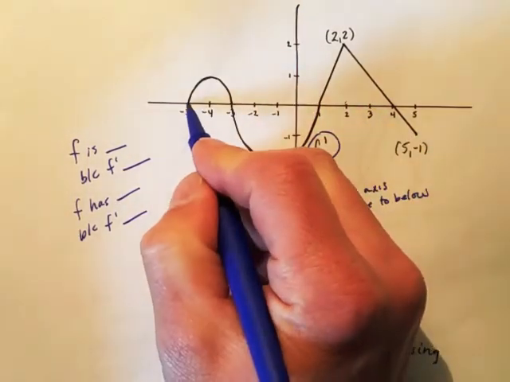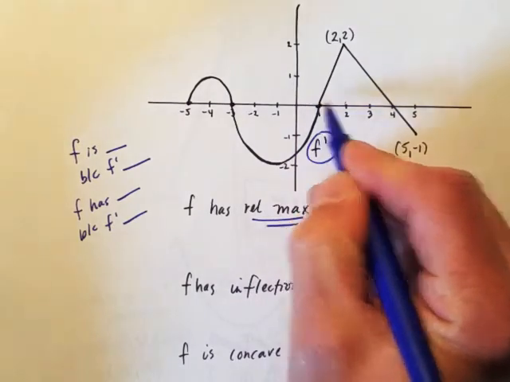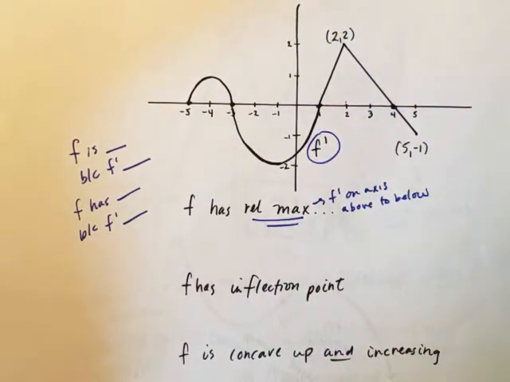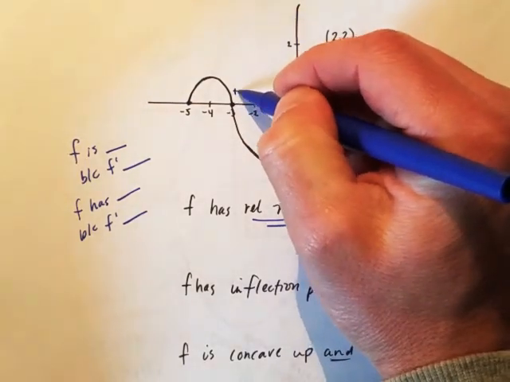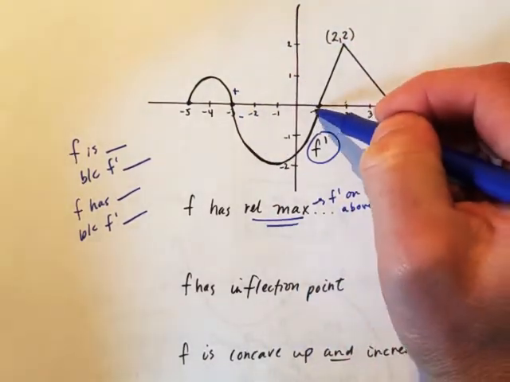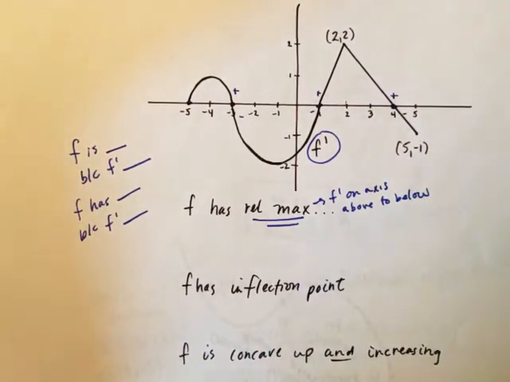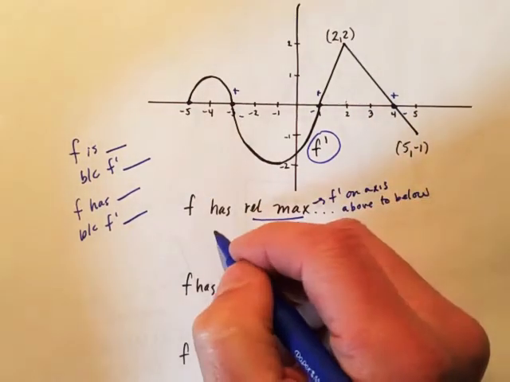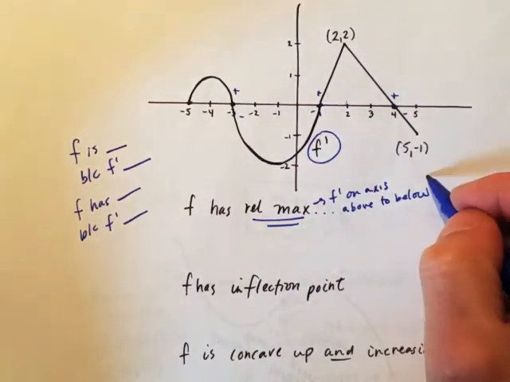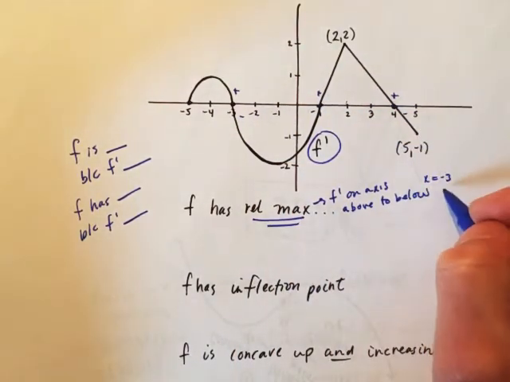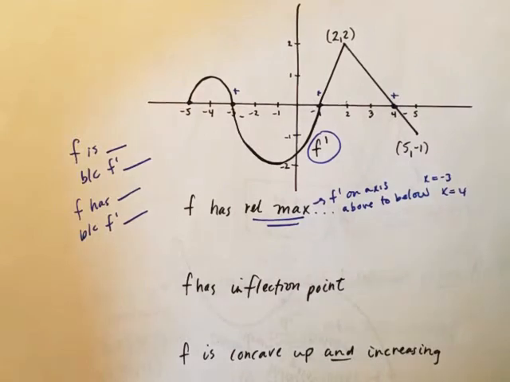So f prime is on the axis here, here, here, and here. And we have to change from above to below, positive to negative. So we change from positive to negative here, perfect. This goes from negative to positive, and this goes from positive to negative here. So we actually have two relative maxes. We have one at x equals -3 and x equals 4. And I'm just going to kind of write them out to the side for myself.